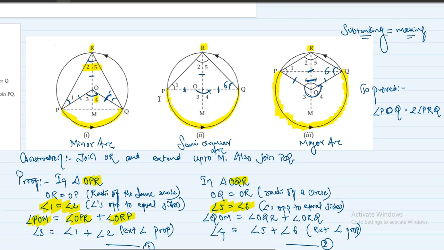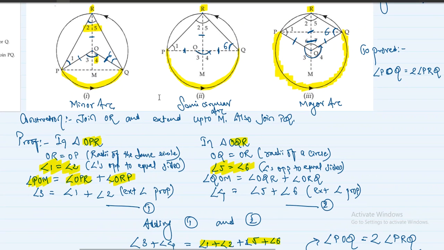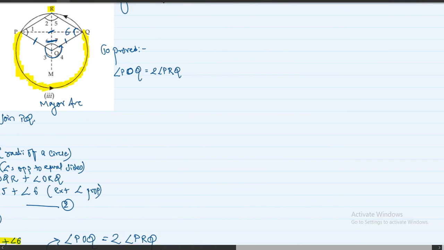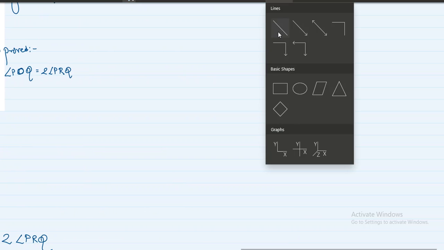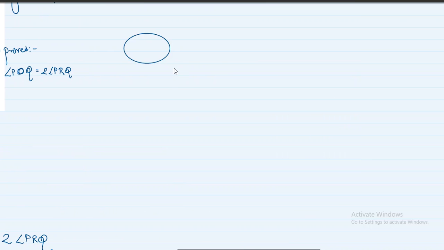So the theorem, again I would like to say the theorem for all of you. It says that the angle subtended by an arc at the center is double the angle subtended by the same arc at the remaining part of the circle. Now many of you must be wondering how to apply this. Okay, so I'll show you that as well. How to apply this.